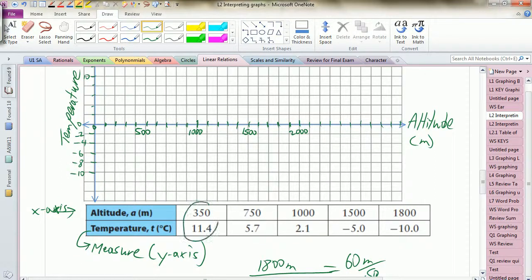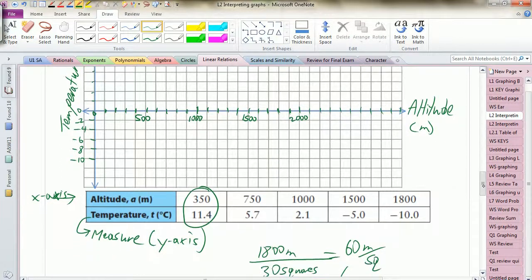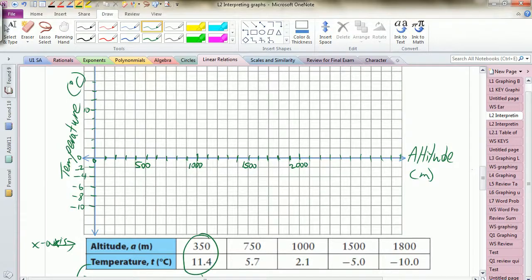So 350 and 11.4. So find 350. It'll be in between 300 and 400. Then go up to 11.4. So it'll be pretty close to 12. Okay, pretty close to 12, but not there yet. And this one's going to be completely not touching any lines. It should not be touching any lines because it's not a whole number at all.